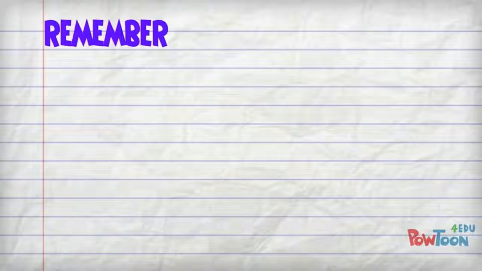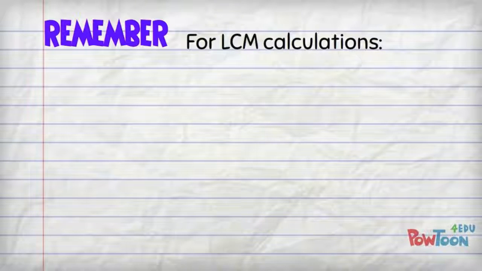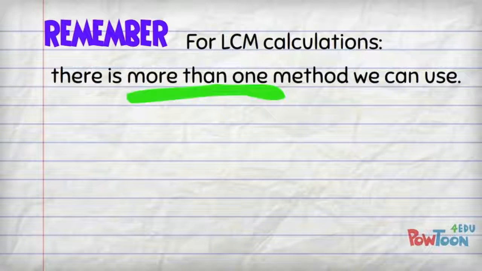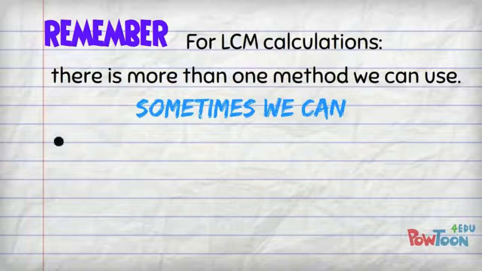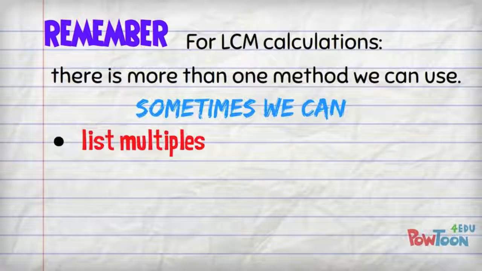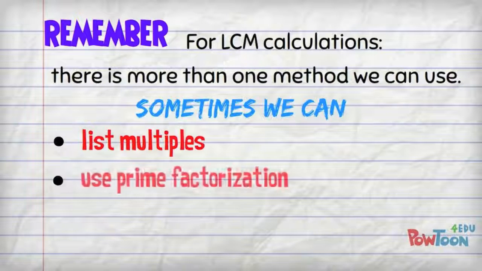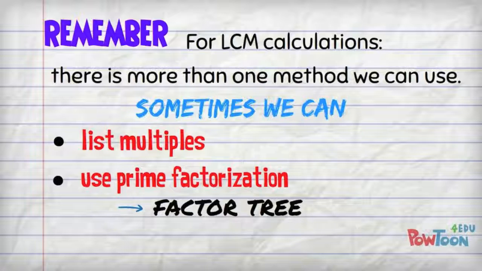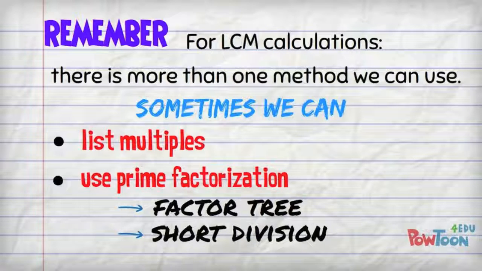The key thing to realise about LCM calculations is there is more than one method we can use. Sometimes we can simply use our times table knowledge and list multiples. Sometimes we need to use the prime factorisation method. We could do a factor tree if we know 2 of the multiples, or if it's a really big number, we're going to have to use short division to pull out those prime factors.